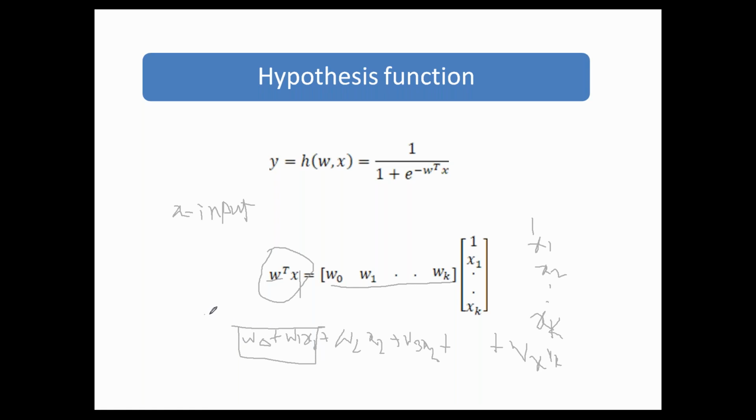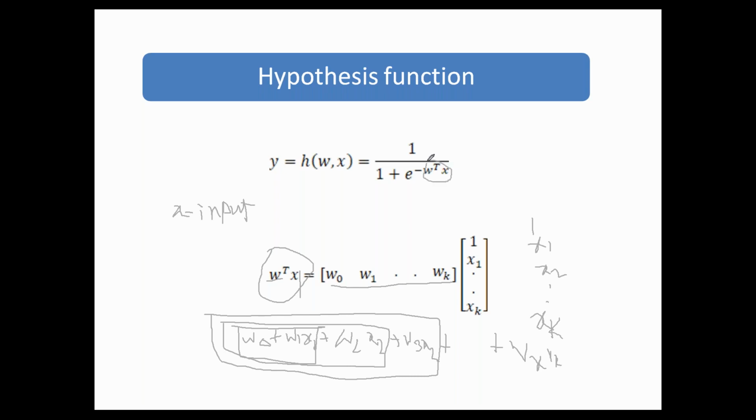If it is two dimensional, you will take only W naught plus W1 X1 plus W2 X2. Depending on the number of inputs you will take. For two inputs, it is W naught plus W1 into X1 plus W2 into X2. So this value will be given here, W transpose into X.